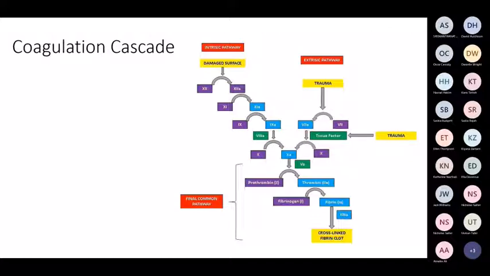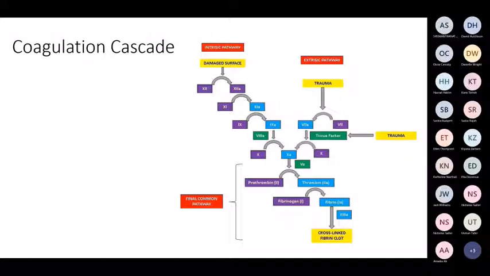And factor 3 activates factor 7, which then goes on to activate factor 10, which then converts prothrombin to thrombin, and then thrombin converts fibrinogen to fibrin, and fibrin polymerizes into these chains, which are then cross-linked by factor 13 to stabilize the clot even more. So that's the extrinsic pathway.